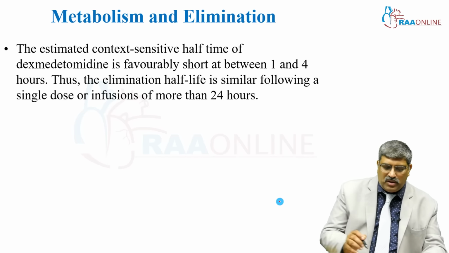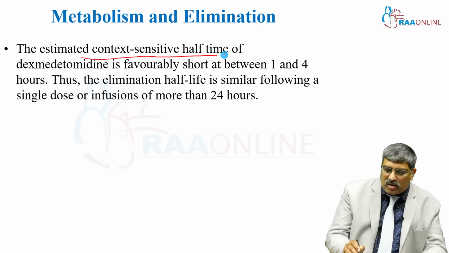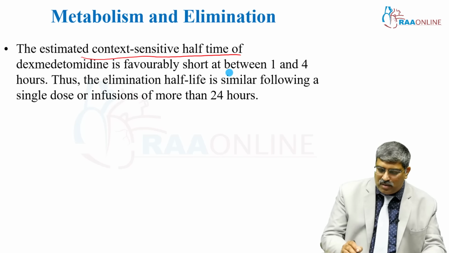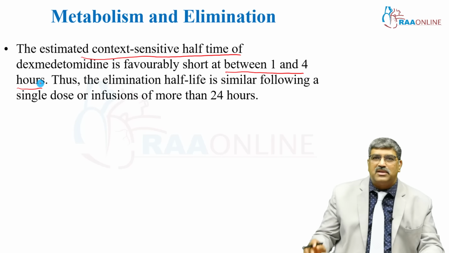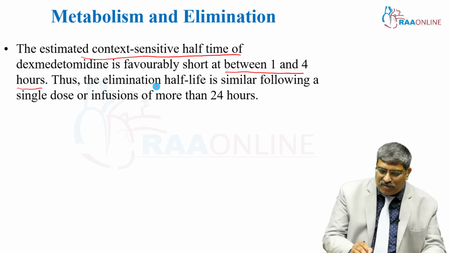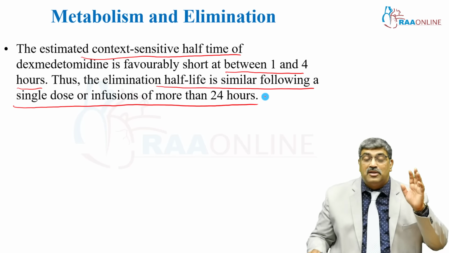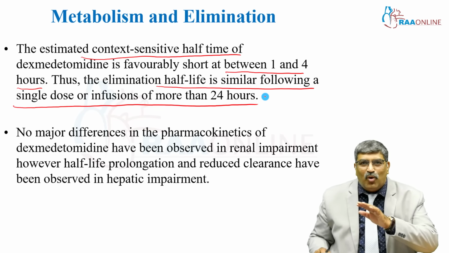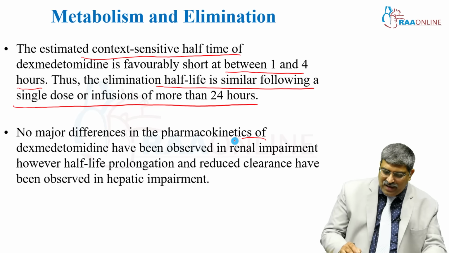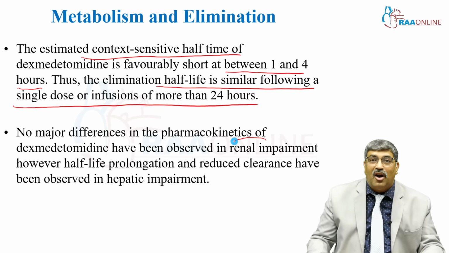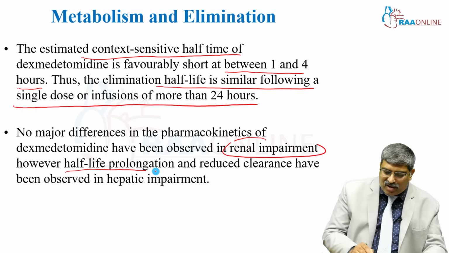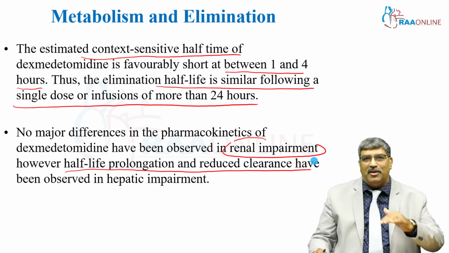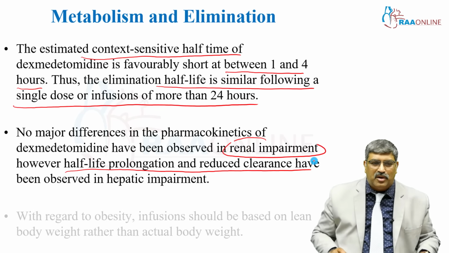Coming to a few salient points, the estimated context-sensitive half-time of dexmedetomidine is favorably short, between 1 to 4 hours. Thus, the elimination half-life is similar following a single dose or an infusion of more than 24 hours. There is no major difference in renal impairment. However, half-life prolongation and reduced clearance happen with hepatic impairment. Your liver is very important for metabolism.